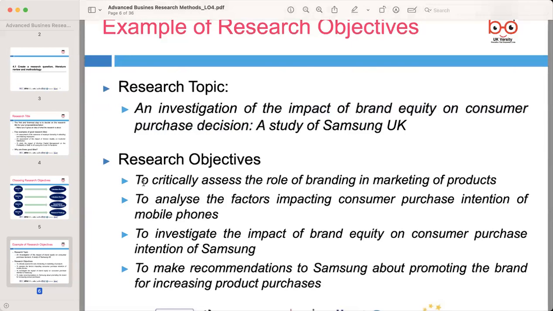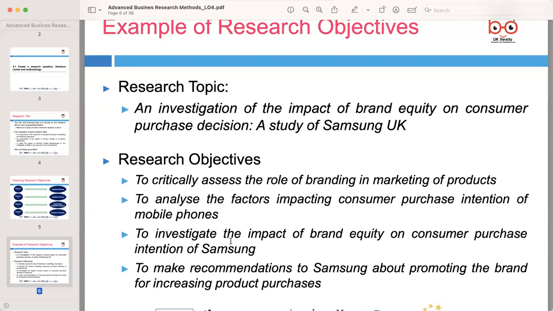So here are 4 objectives. First one, to evaluate the importance of branding in product marketing. In this objective, we will examine how branding plays a critical role in promoting and selling products. Objective 2, to analyze the factors impacting consumer purchase intention of mobile phones. Here we will investigate the various factors that influence customers when they are considering purchasing a mobile phone.